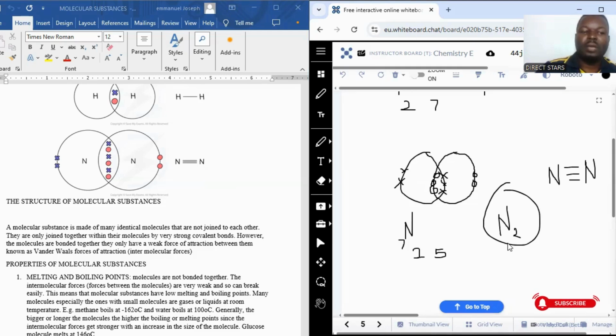Now the properties of molecular compounds is such that they have low melting and boiling points. The reason is because the intermolecular forces between them are very weak, not the covalent bond. The intermolecular forces that hold these molecules together are very weak. Hence, they can easily give way, even at very low temperatures. This is a point we would like to drop and stop.